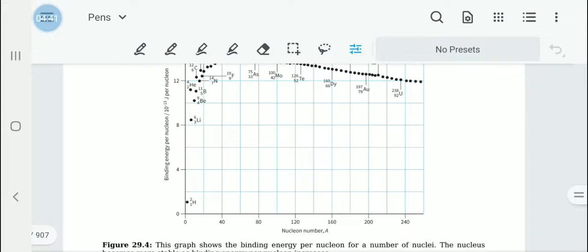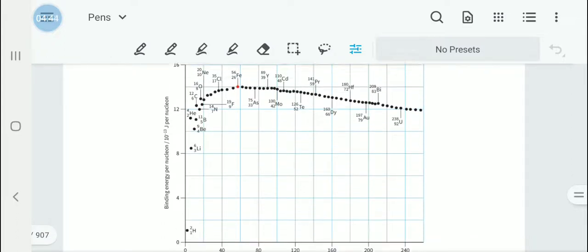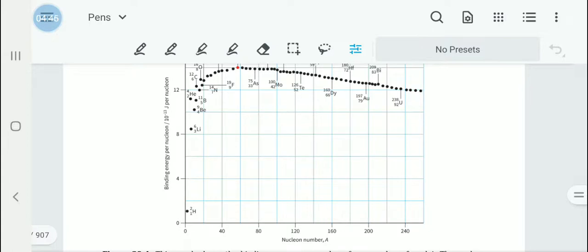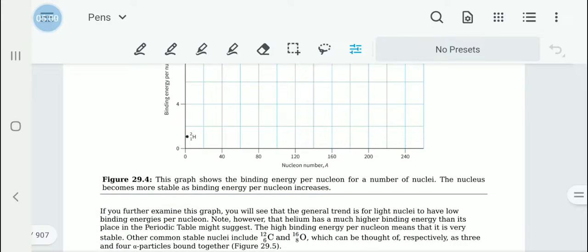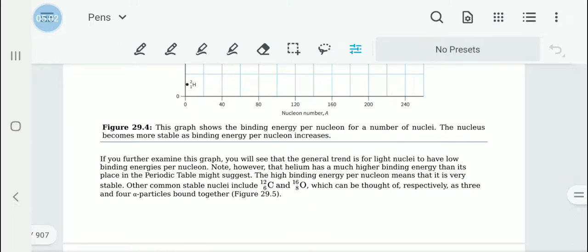As you can see here, for lithium and hydrogen, the binding energy of hydrogen is quite at the bottom, somewhere around 1. We will be able to see that the general trend is for light nuclei to have low binding energies per nucleon. Hydrogen is lowest.